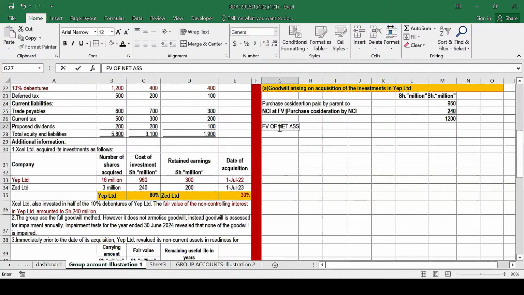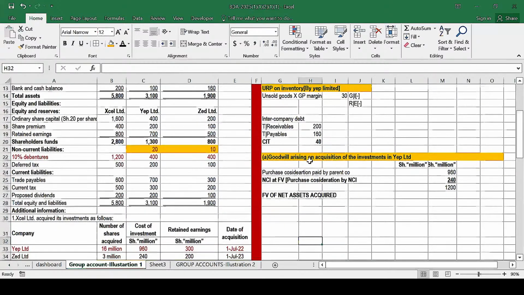Net assets which were acquired. And how do we compute this one? How do we compute the net assets which were acquired? The net assets which were acquired are computed by taking the subsidiary's ordinary share capital plus the pre-acquisition reserves.